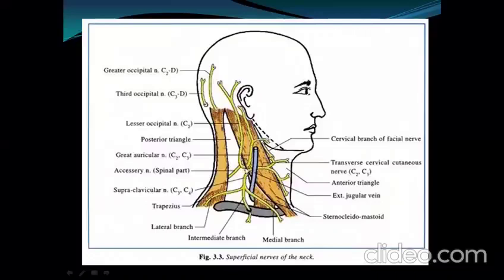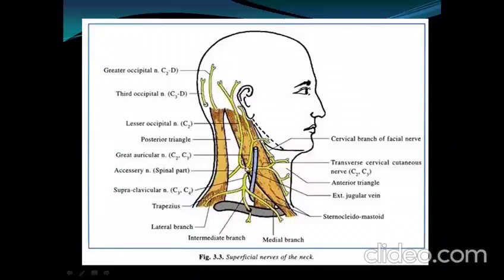It emerges from the midpoint of the posterior border of the sternocleidomastoid muscle. After that, immediately it hooks around the spinal accessory nerve. Then it ascends along the posterior margin of the sternocleidomastoid muscle, and it divides into anterior and posterior branches. The posterior branch supplies the side of the head posterior to the auricle, and the anterior branch supplies the upper half of the cranial surface of the auricle. So that's regarding the lesser occipital nerve.